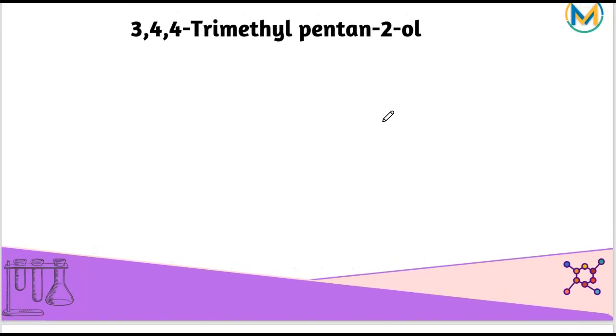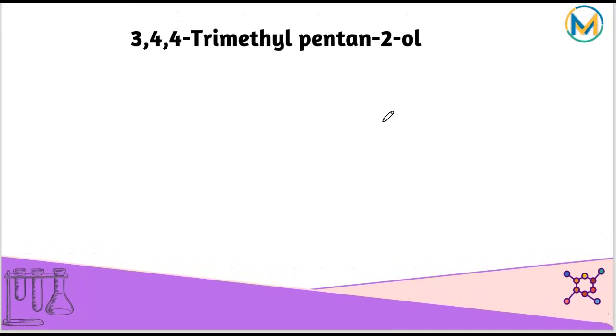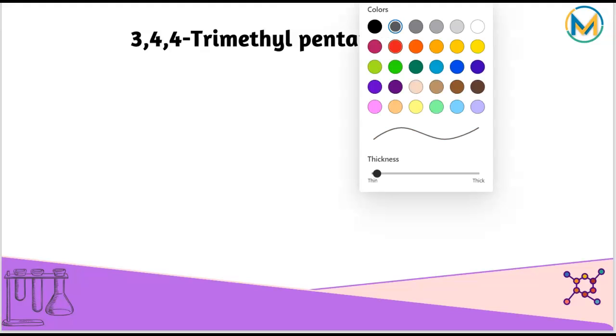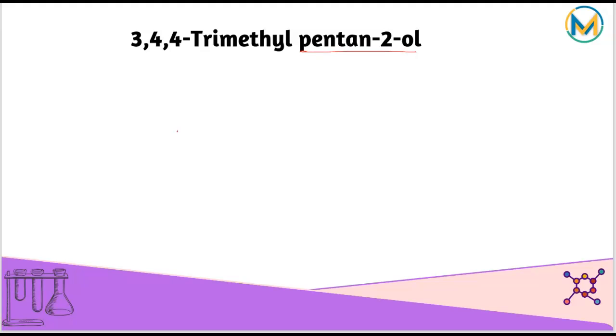Next one we have 2,4,4-trimethylpentan-2-ol. So the parent chain is pentan-2-ol. Pentane is 5 carbons, so 1, 2, 3, 4 and 5. The second carbon has the functional group, which is an alcohol group, so OH. Then 3,4,4-trimethyl, so 3 CH3. On carbon 4 we have 2 methyl groups, so let's do it like this.